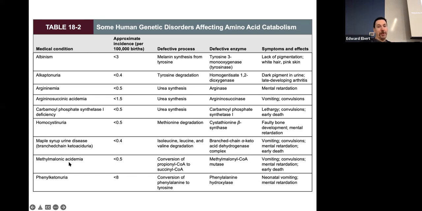Now, interestingly, if we look at something like methylmalonyl acidemia, we have a defect in the conversion of propionyl-CoA to succinyl-CoA. Remember, methylmalonyl-CoA is our intermediate in there. If we have a defect in that enzyme, that also ends up being very serious. Vomiting, convulsions, mental retardation, early death.